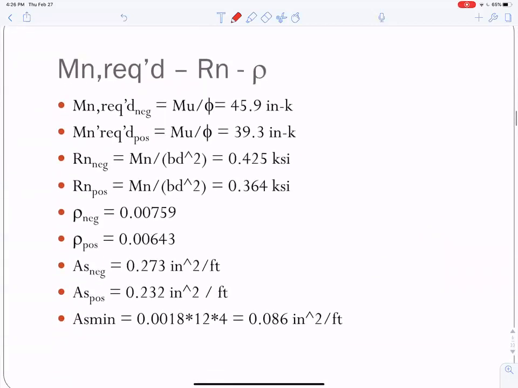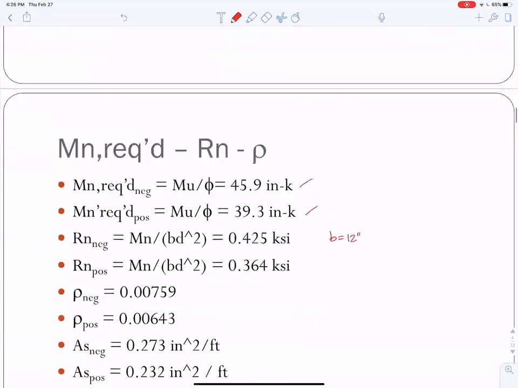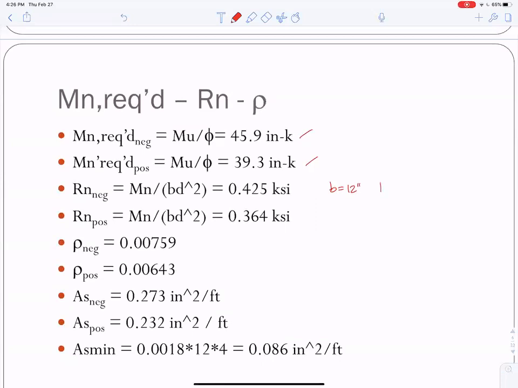And then we're going to get the steel. We've done this many times. You get the MU over phi, and I convert it to inch-kips. 49.9 inch-kips for the negative, 39.3 positive. You get MN over BD squared. Remember, B is 12 inches, and the slab was 4 inches thick, which makes D 3 inches.